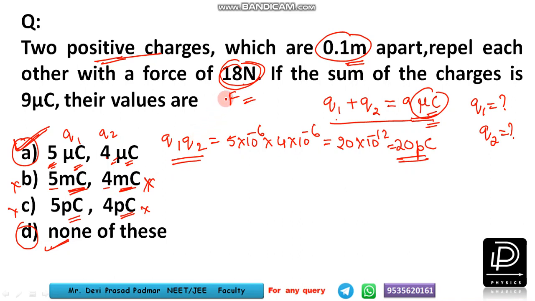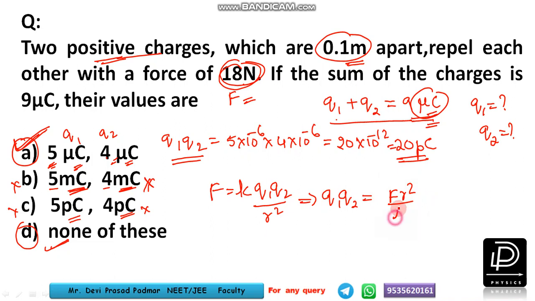Okay, now let us substitute this value. So you can use Coulomb's law. F equals K into Q1 Q2 divided by R square. From this, you know the value of force, that is 18 Newton. You can substitute those values and rearrange for Q1 into Q2. So what do you get? F into R square divided by K. Q1 into Q2 is equal to F, that is 18, into R square. R is 0.1 meter, that means 10 power minus 1. That squared, you will get 10 power minus 2, correct? R square divided by K, that is 9 into 10 power 9.